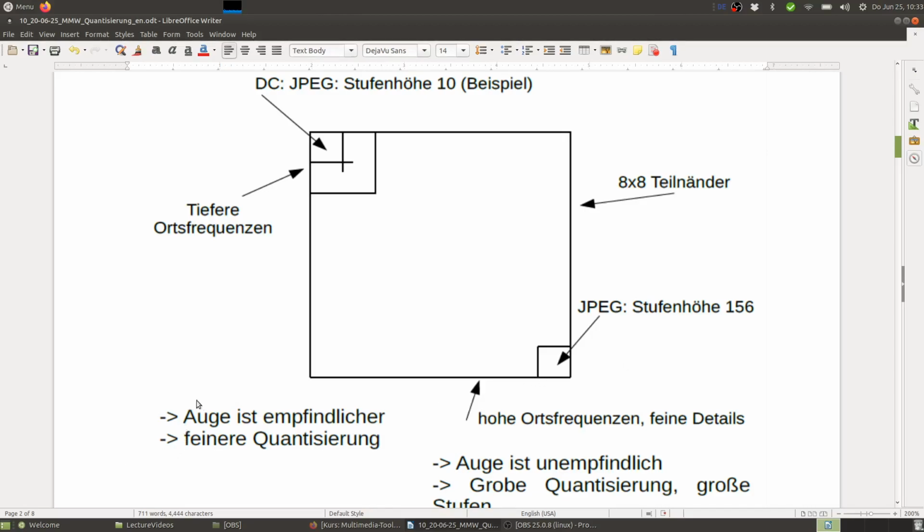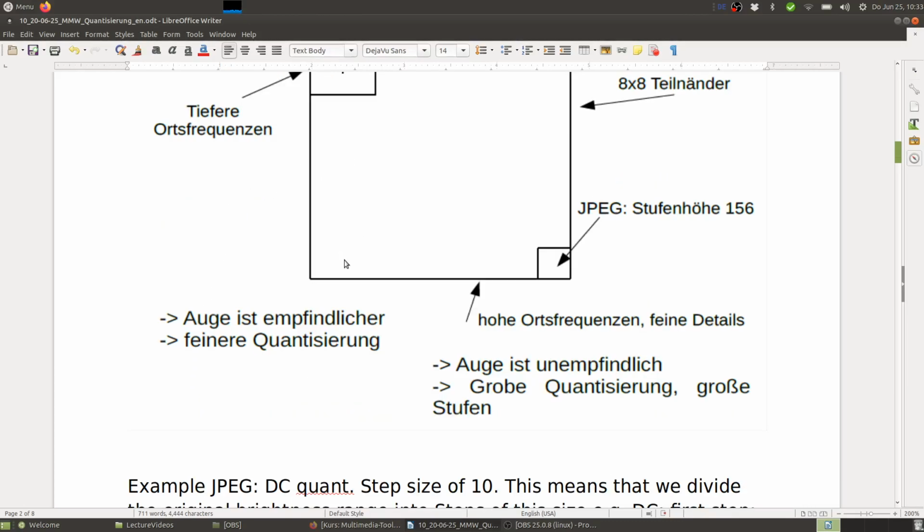So if the eye is more sensitive, then we have finer quantization, which is the case here for the lowest frequencies. And where the eye is less sensitive, we have coarse quantization and large quantization step sizes, which is in this higher frequency region.